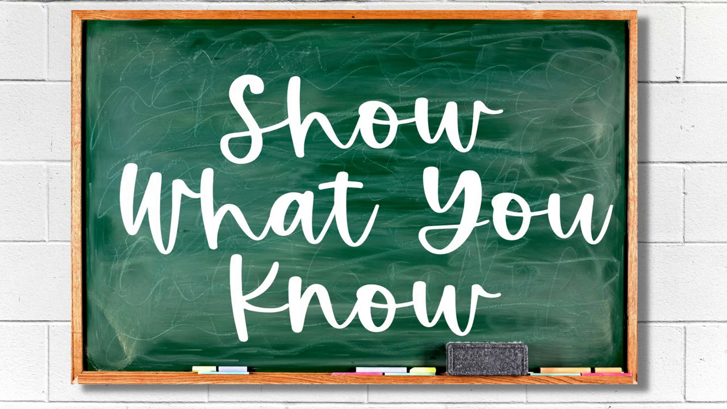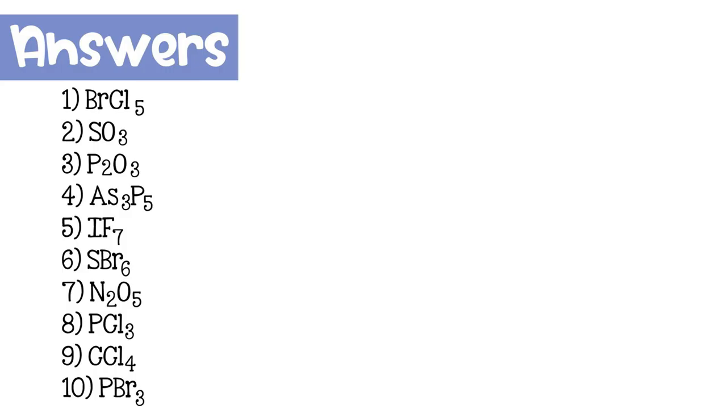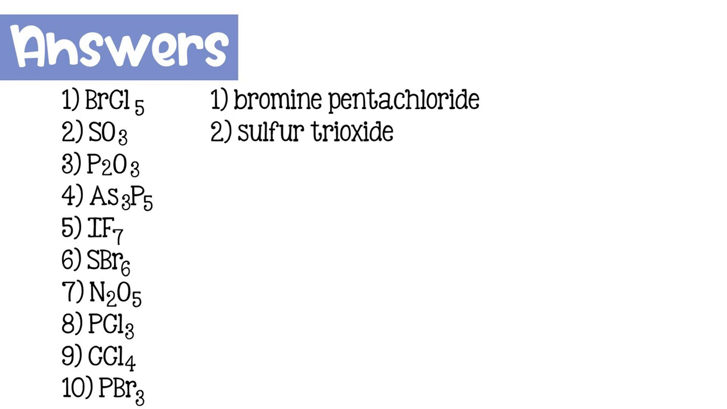Let's try the show what you know example problems for naming covalent compounds. Let's start the first problem. BrCl5. Br is bromine. There is only one of them, but we do not put mono on the first one. Cl is chlorine, which we need to change to chloride. 5 means we're going to use a prefix of penta, and we have bromine pentachloride. Now, what about SO3? S is sulfur. There's only one. We don't need a prefix. O is oxygen, which we change to oxide, and we use the prefix tri for 3, so sulfur trioxide.